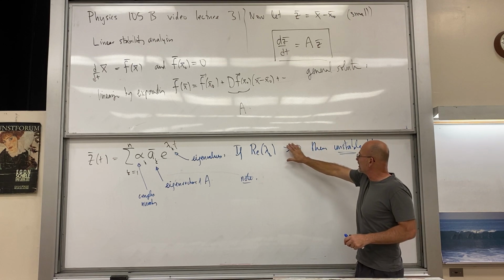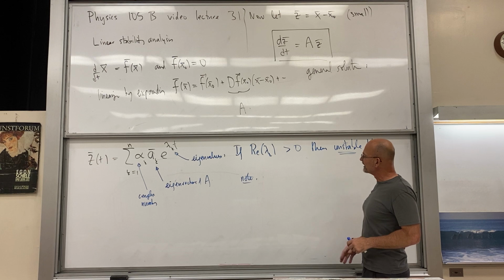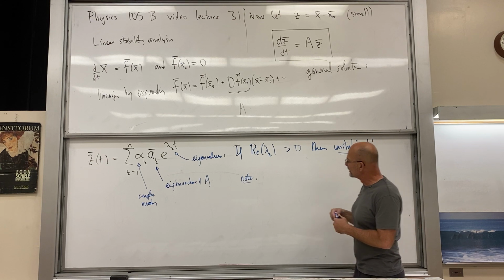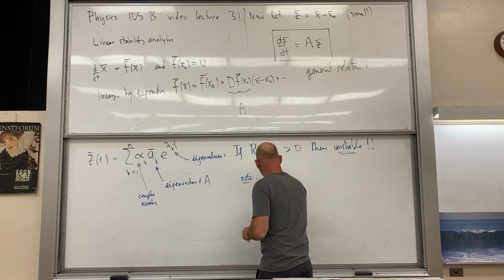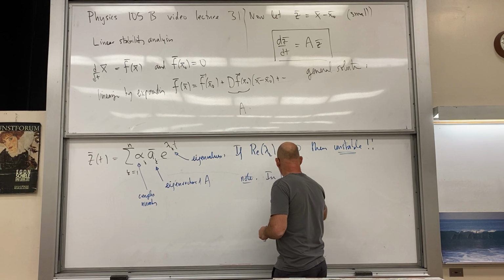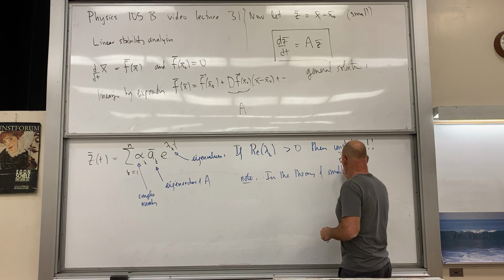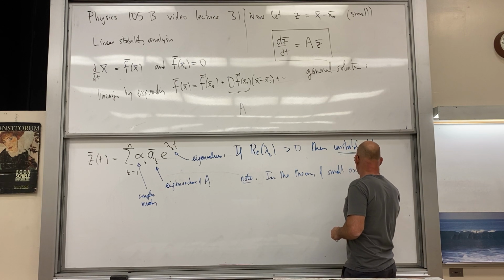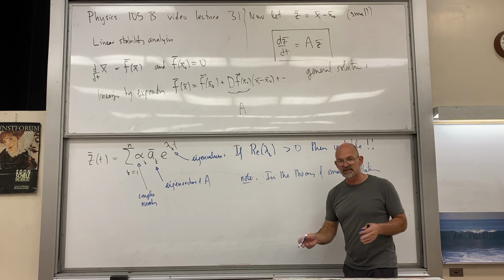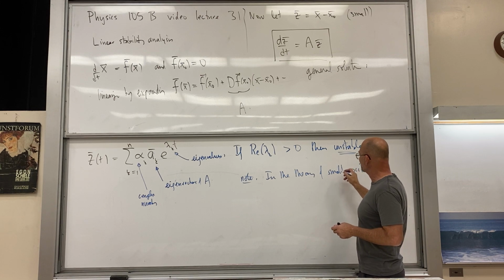So yeah, real part of lambda is greater than 0, then we have the instability. So the note is, in the theory of small oscillations that we've studied, we did small oscillations for systems with many degrees of freedom.